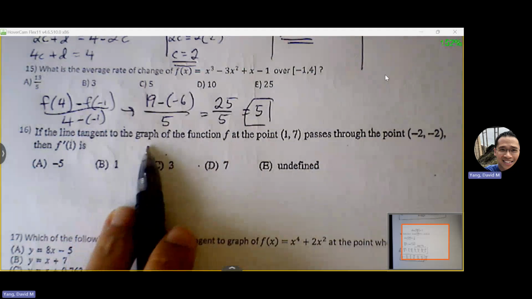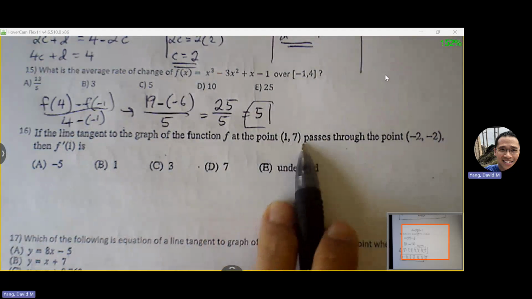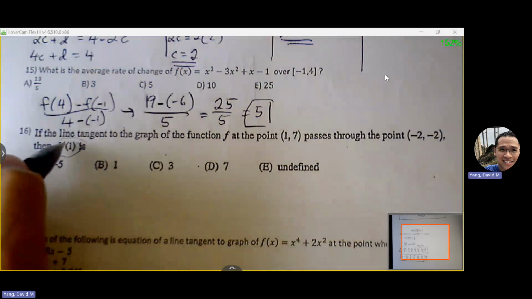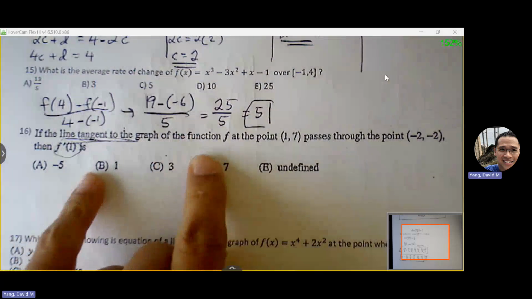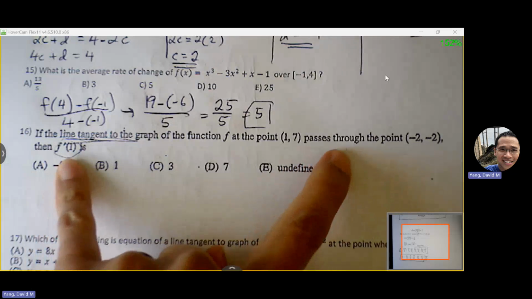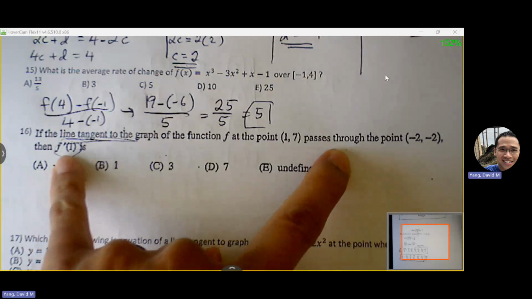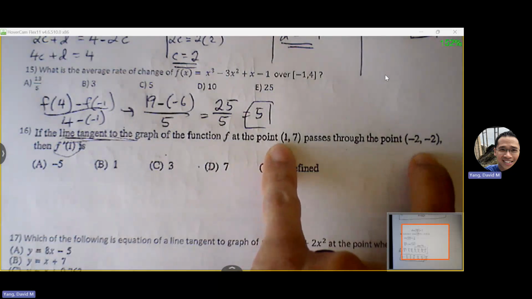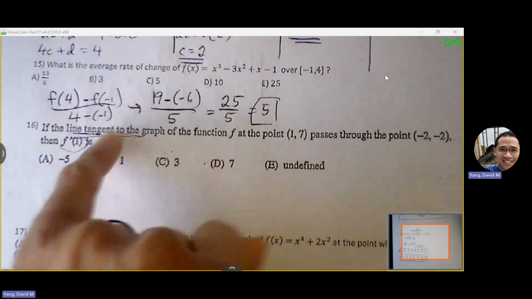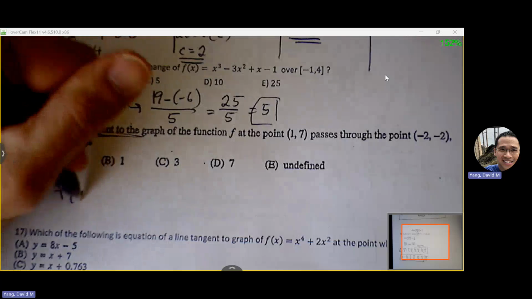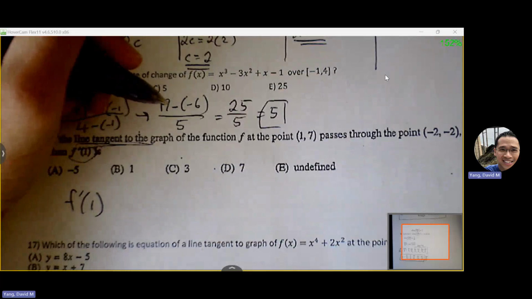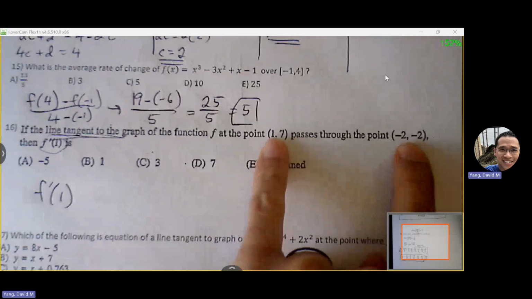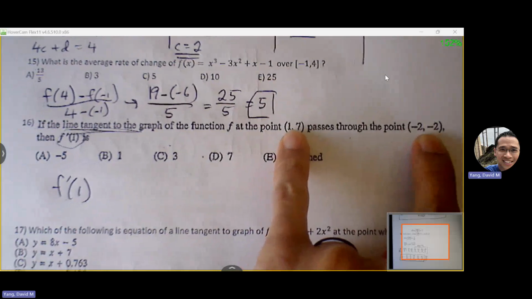If the line tangent to the graph at the point (1, 7) passes through the point (-2, -2), then f prime of 1 is equal to what? Well, if the line is tangent to the graph, that means the curve and the line will share the same slope. So the slope of the curve at that point is going to have to match the slope between these two points because of that word tangent. So we know f prime of 1, even though we don't know the curve's equation. All we need is these two points to help us match the slope.